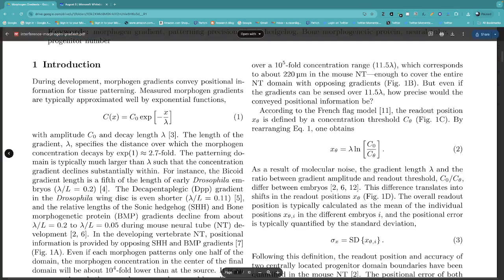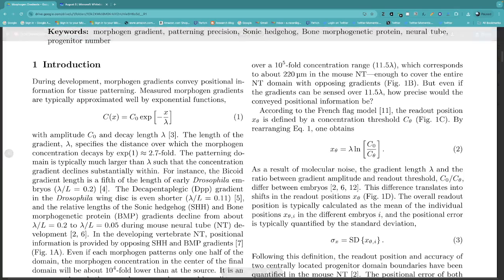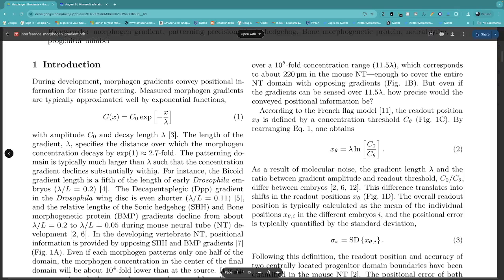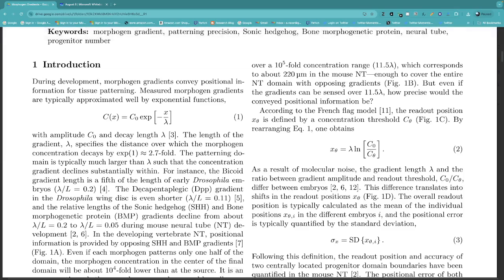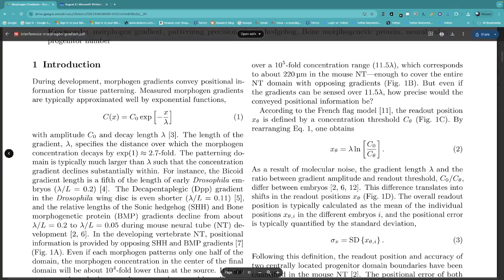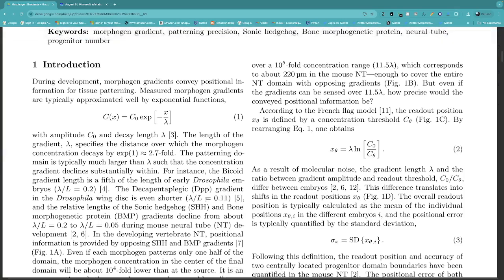The patterning domain is typically much larger than lambda, such that the concentration gradient declines substantially within. So for instance, the bicoid gradient length is a fifth of the length of the early Drosophila embryo. So this is where the bicoid gradient actually goes out to a fifth of the length of the early embryo. The DPP, or decapentaplegic, gradient in the Drosophila wing disc is even shorter, at 0.11 of the length. So this is where we can take this lambda and divide it by the length and get these relative gradient sizes.